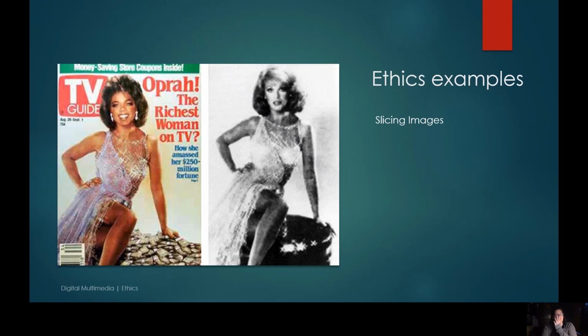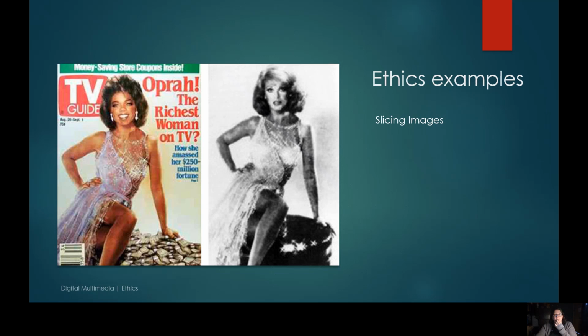Oprah was not happy with the whole thing, especially with the fact that she had gone through so many changes and she was dealing with so many self-esteem issues with her own appearance, that she was very unhappy with TV Guide. But TV Guide wanted her to look a specific way. Does this go against ethics?